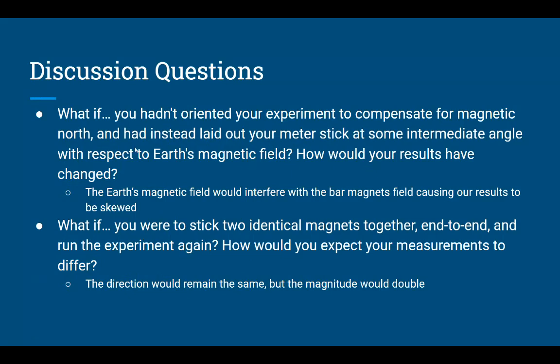So for our discussion questions: what if you hadn't oriented your experiment to compensate for magnetic north? So what if we hadn't even tried? It would have been so off. The Earth would have skewed that number by an incredible amount. And then what if you were to stick two identical magnets together end to end? The direction would remain the same, right? But the magnitude would double.